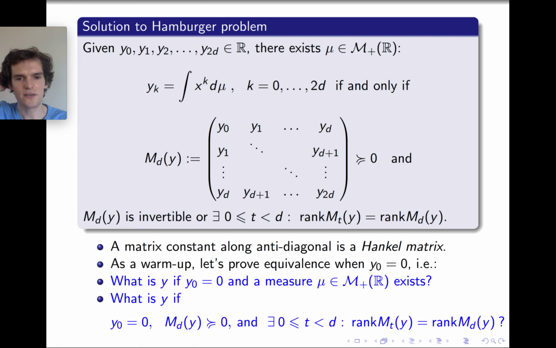So notice that there is a special structure in this moment matrix, and we're going to make use of that in the proof. What happens is that the anti-diagonals are constant. So here it's all y1s, and here it would be all y2s, and so on, and here it's all yd's, and so on and so forth. And that's what you call a Hankel matrix. So it's constant along the anti-diagonals.